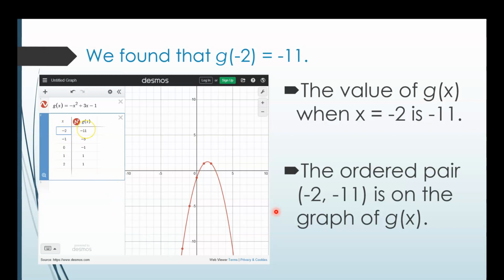So we're going to take a little bit closer look at that on the graph. When x is -2, our output is -11. I can see these points plotted here on the graph, and there it is, -2, -11. So I plug in an input value of -2, I get an output value of -11, and then visually that corresponds to an ordered pair on the graph.